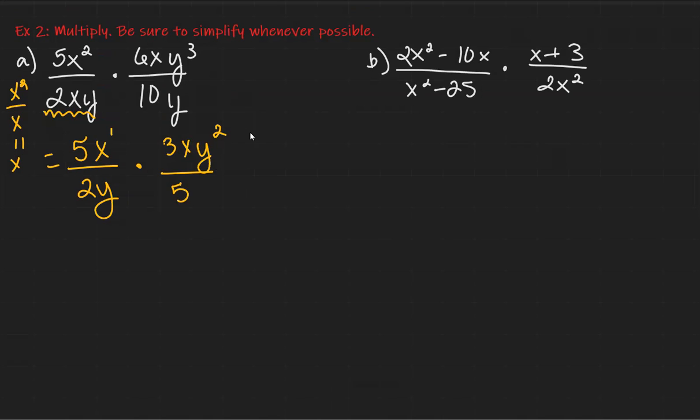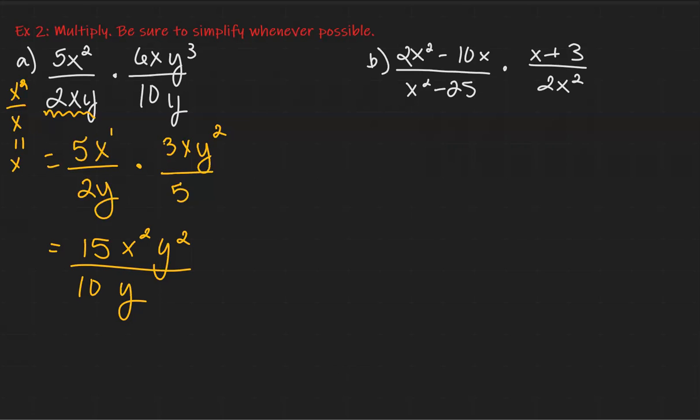So then now let's go ahead and multiply. So then I'm going to kind of multiply some like terms together. 5 times 3, that is 15. X squared, y squared, over 2 times 5 is 10, y. All right, 2y times 5, that's just going to be 10y. All right, is there anything else that I can simplify?